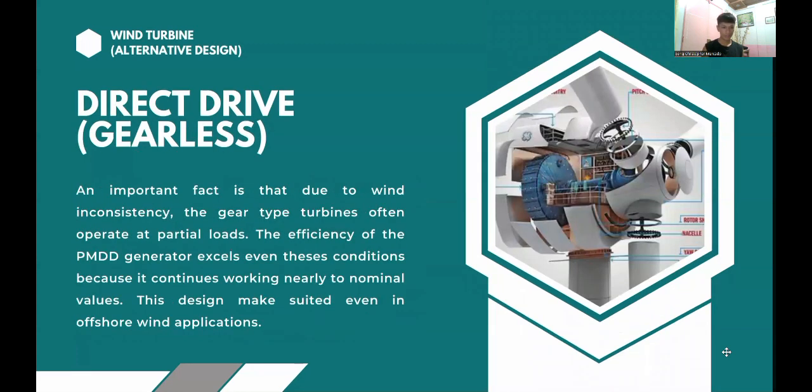Another important fact is that due to wind inconsistency, the gear type turbines often operate at partial loads. The efficiency of the PMDD generator excels even in these conditions because it continues working nearly at nominal values. This design makes it suited even for offshore wind applications.